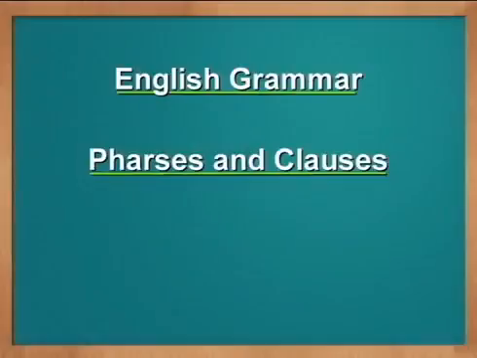English grammar lessons. Today we are going to talk about phrases and clauses. In our previous lessons, we talked about the structure of a sentence, that sentences are made of nouns, verbs, adverbs, adjectives and others. And we also talked about different types of sentences like exclamatory sentences, interrogatory sentences and other types of sentences. But now let's see what are phrases and clauses.